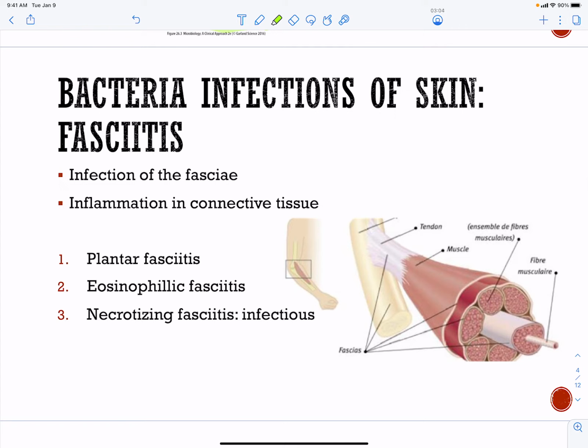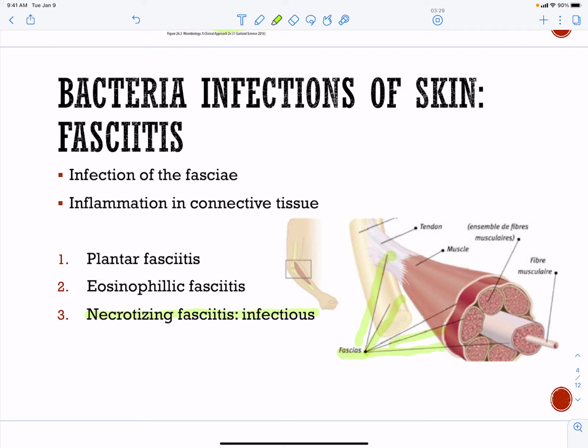Now, fasciitis is going to be infection of the fascia, and this is basically the tissue surrounding your musculature, so all these little membranes. And so there are some non-infectious fasciitis, so not every fasciitis is infectious, of course, most are not. The one we're going to be interested in is the necrotizing fasciitis.